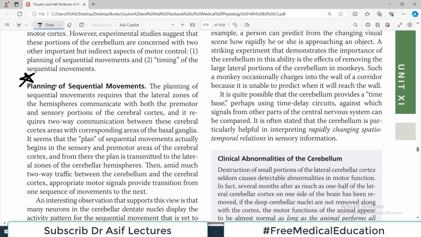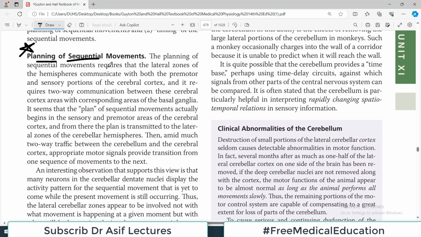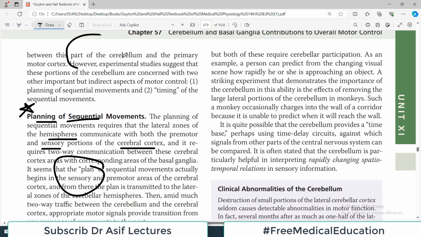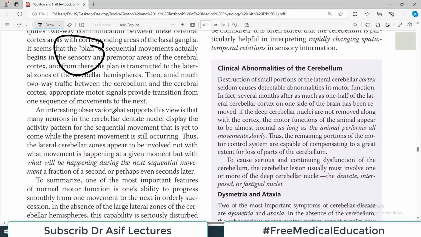You should know that planning of sequential movements is in part controlled by the cerebellum. So the planning of sequential movements requires the lateral zones of the hemispheres, cerebellar hemisphere की बात हो रही है, to communicate with both the premotor and the sensory portion of the cerebral cortex, and it requires two-way communication so that you can plan. So basically what they're telling you is that this is your cortex and this is your cerebellum. There has to be a communication established if you have to plan a movement.